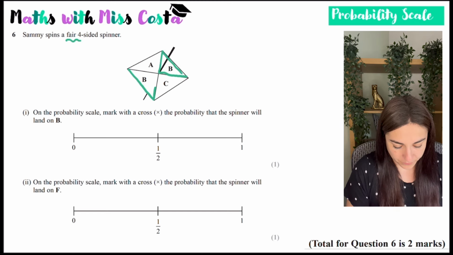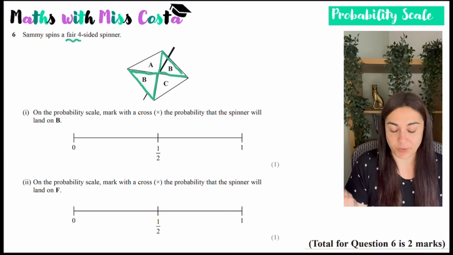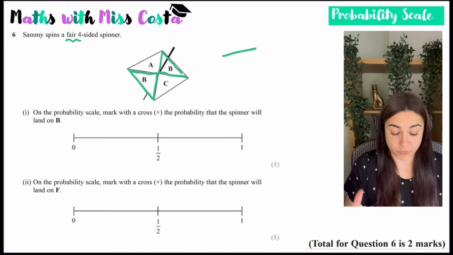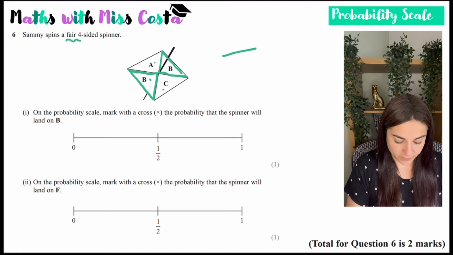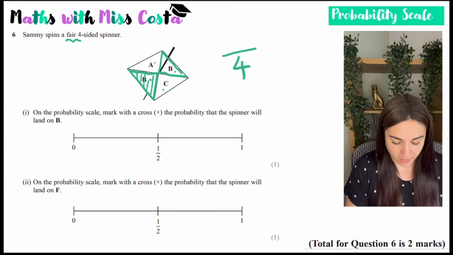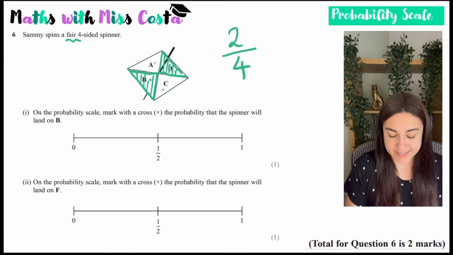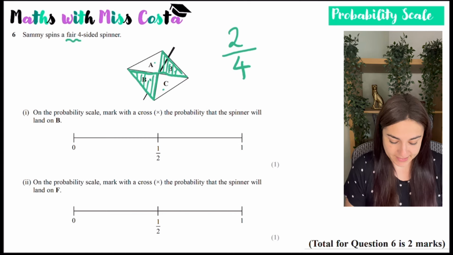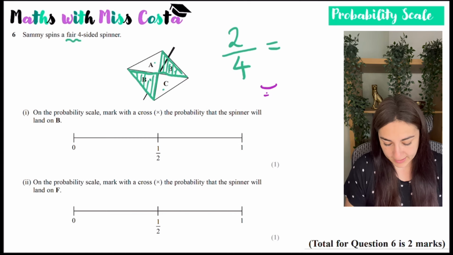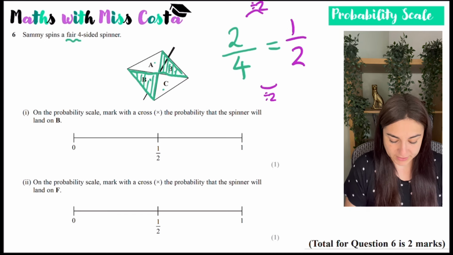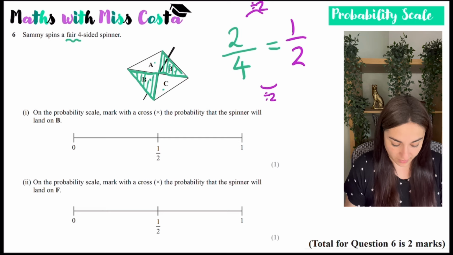So there's 1, 2 sides that would be B. So the probability of the spinner landing on B, remember probability you always write out of your total. So how many options do you have in total? You've got 1, 2, 3, 4 sides in total. So probability would be out of 4. And how many of those options are B? 1, 2. So the probability of it landing on B is 2 over 4. And what I can do is just simplify that into its simplest form. So 2 over 4, if I divide everything by 2, so 2 divided by 2 is 1, 4 divided by 2 is 2. So the probability would simplify to 1/2. So I could just mark that over here.